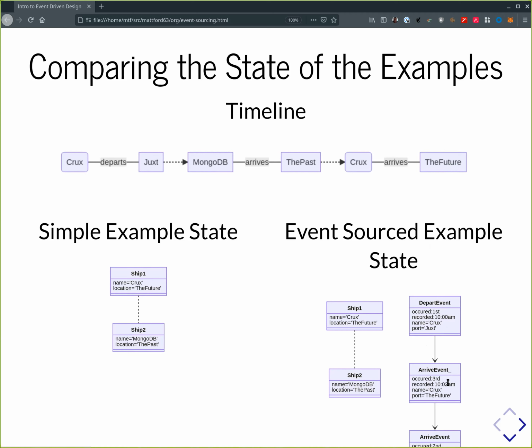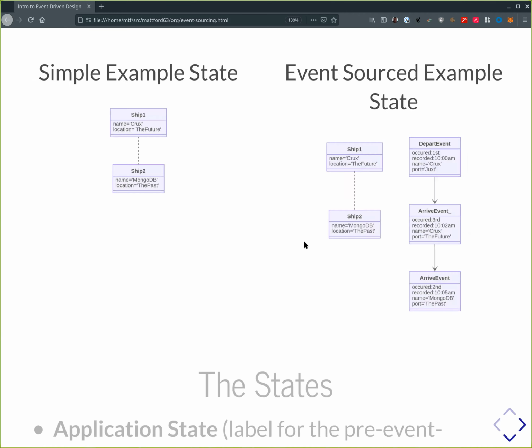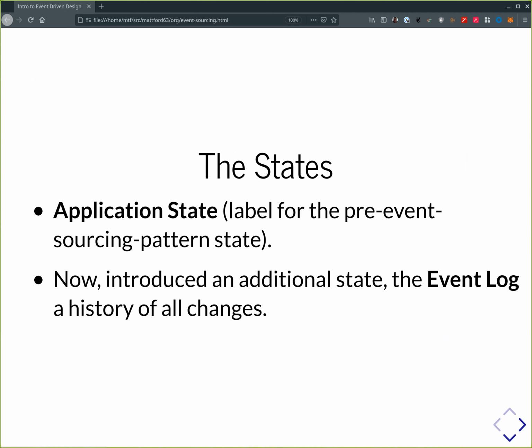And then we've got, actually this is slightly out of order, because if this was a distributed system, these events might come in out of order, despite real time. The events in real time aren't the same. So that is pretty much it for what it's doing. What these things are called is application state, which is the original object state that we talked about before even introducing the pattern. And now we've got the additional state, which is the event log.